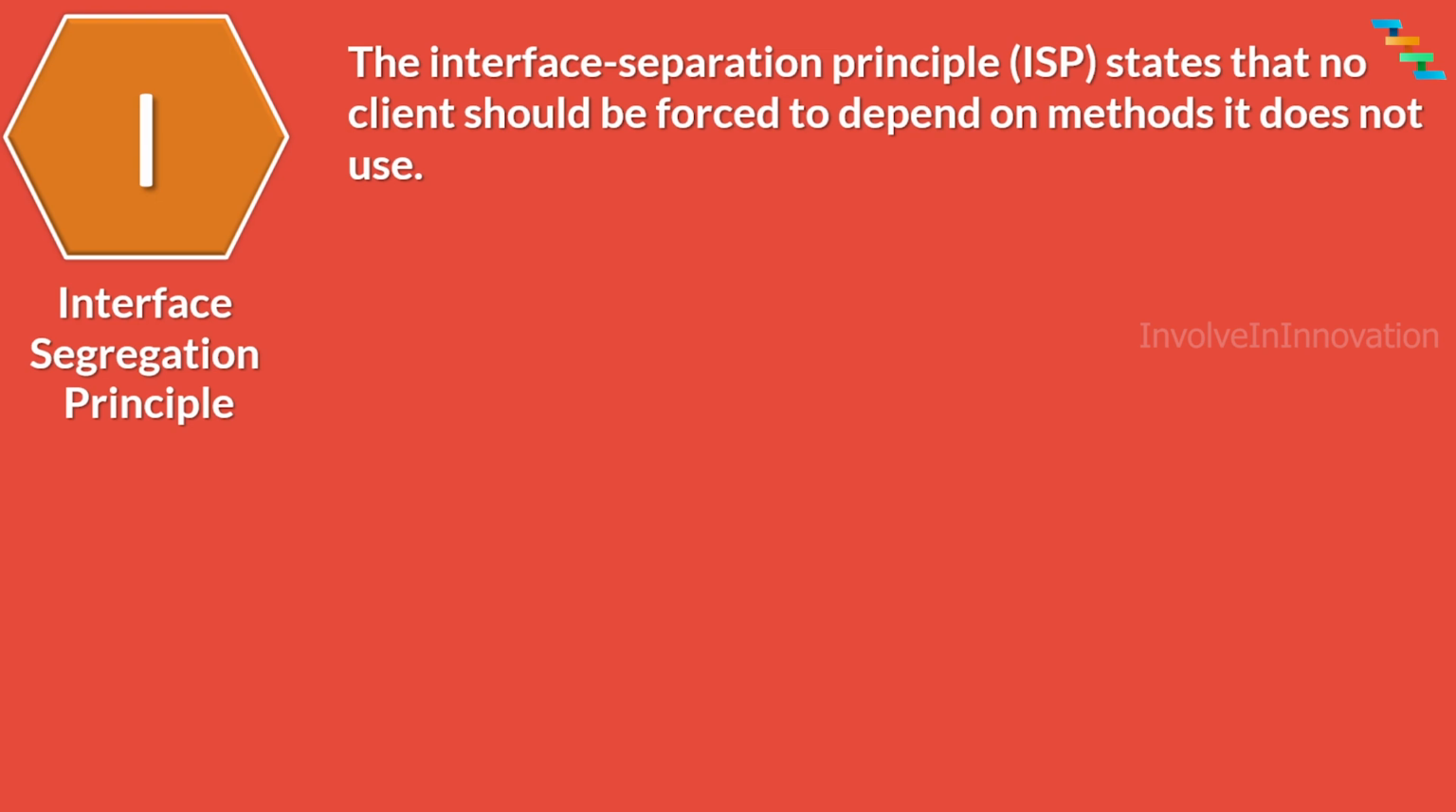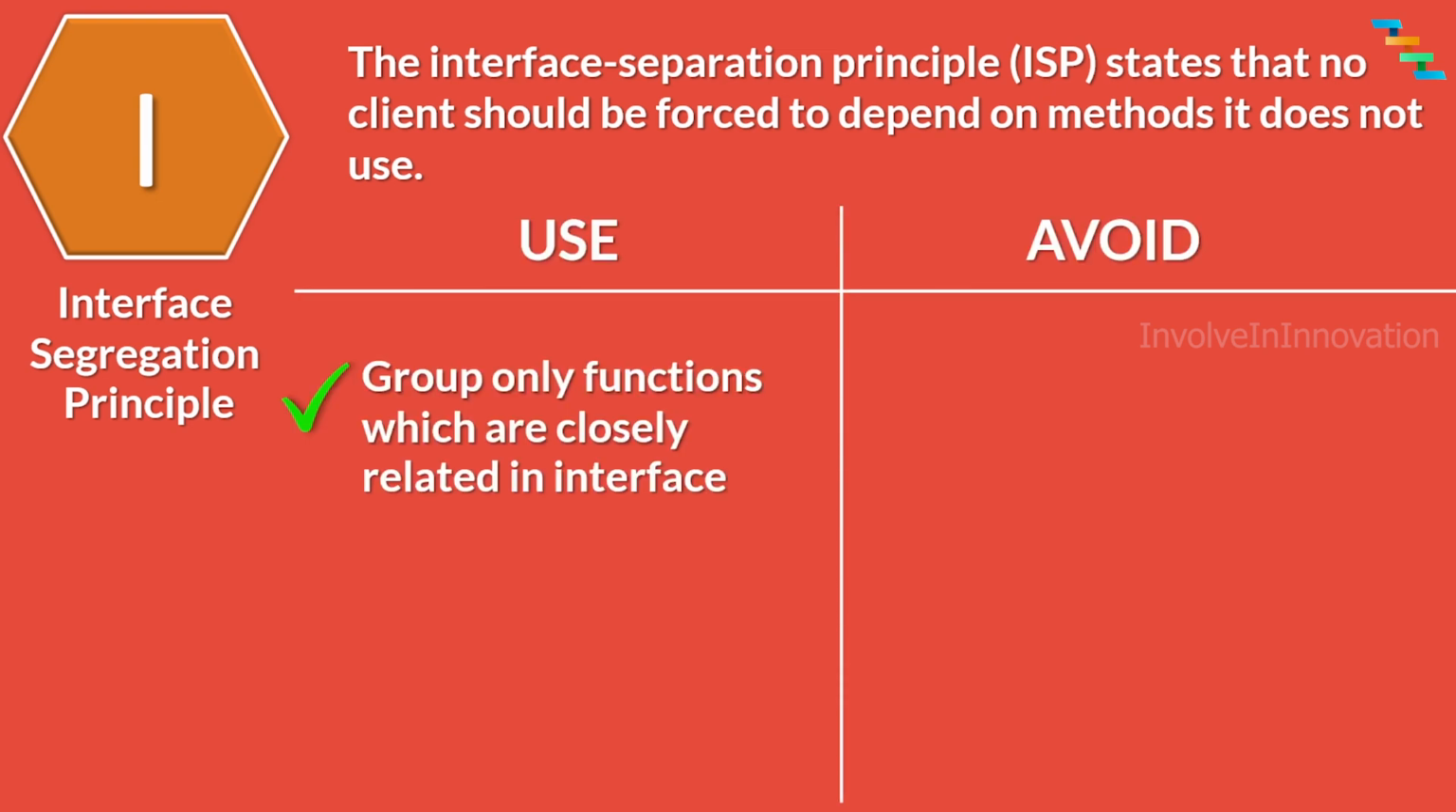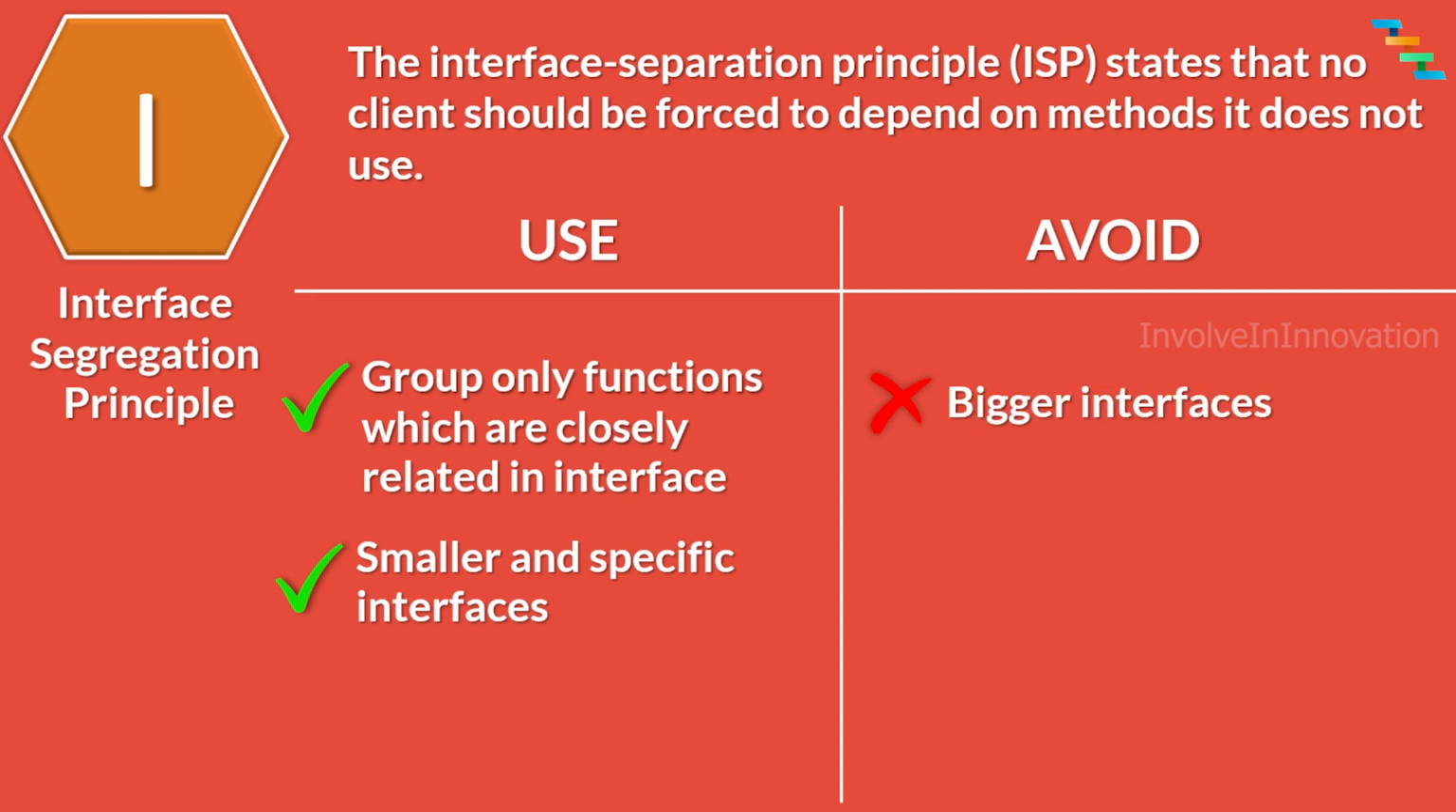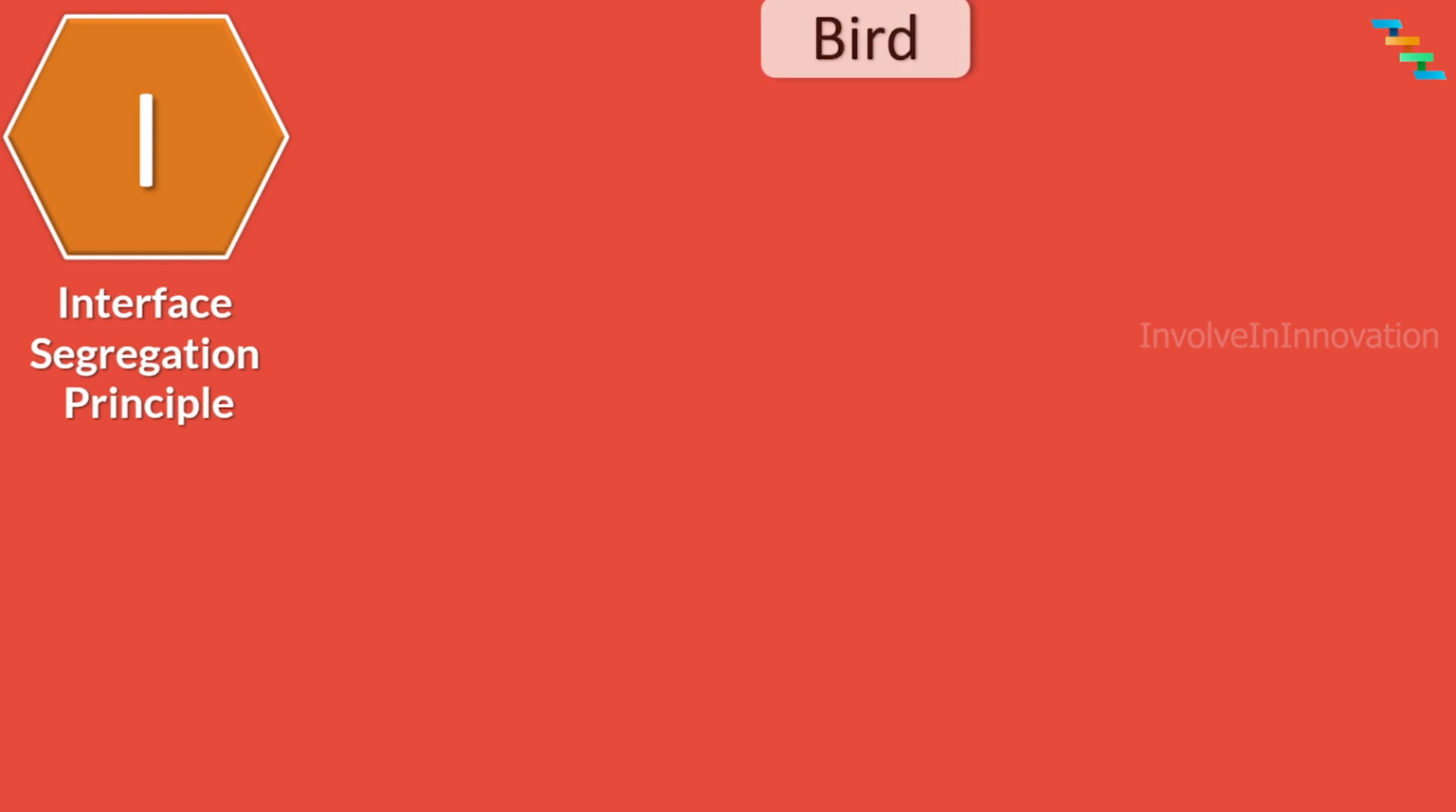So use, group only functions which are closely related in interfaces and make the interfaces small. Avoid bigger interfaces. You should not have bigger interfaces. If you have a bigger interface, most probably this is against the interface segregation principle. So now we'll see this with an analogy.